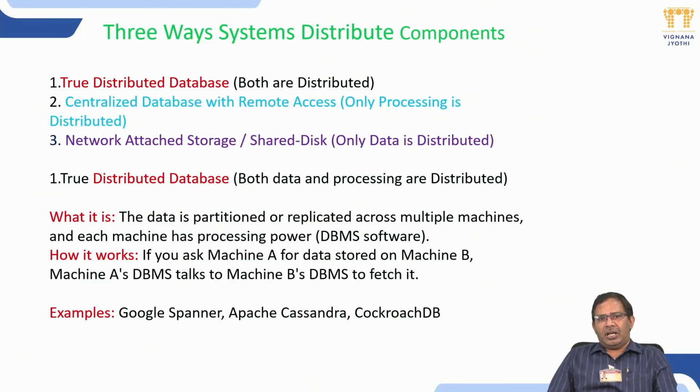There are three ways of systems distributing components in the real world used for different purposes. Titled true distributed databases, where the data and processing are distributed. Second one, centralized database with remote access, where only processing is distributed but data is available at one place. Third one, network attached storage, also called shared disk, where the data is distributed but processing is available at one place. Now we will see the differences among these three categories.